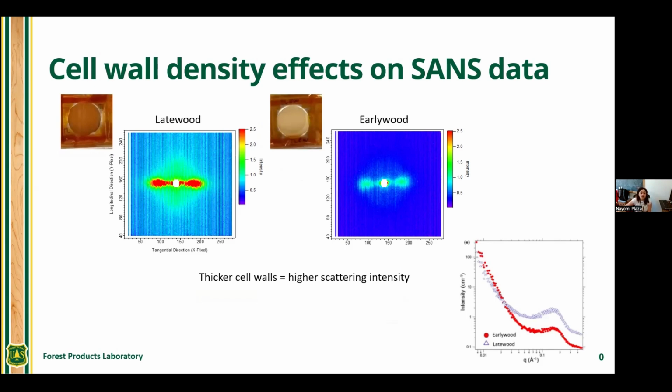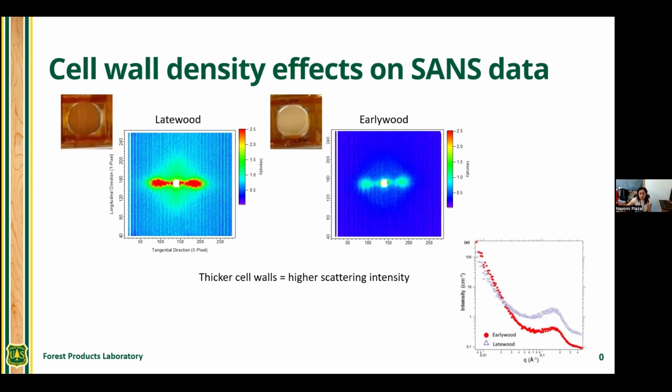We also looked at the effects of studying early wood versus late wood, which would have thicker cell walls in the case of late wood. And as you can see, thicker late wood cell walls have higher scattering intensity. We have more material, so we have better contrast.